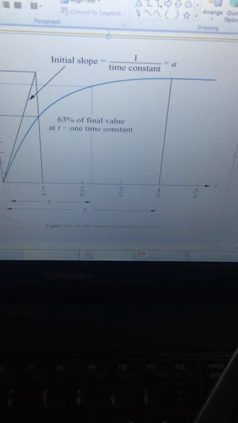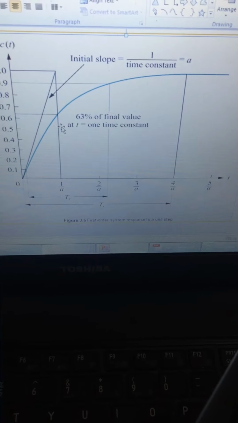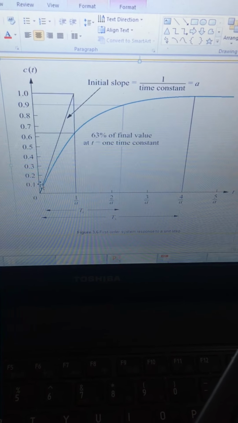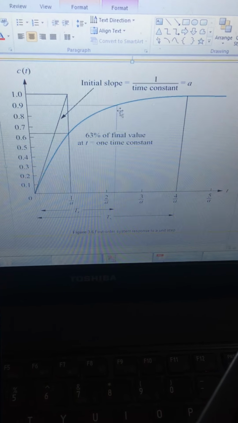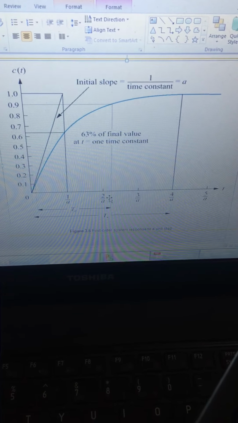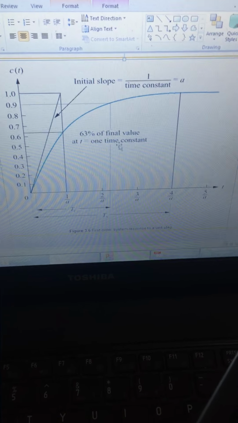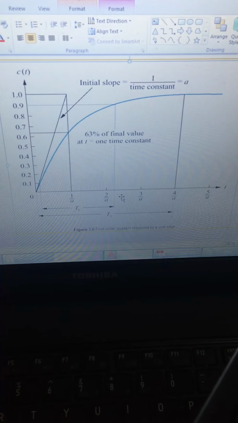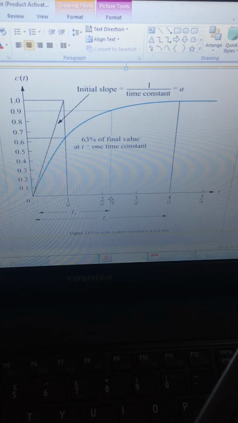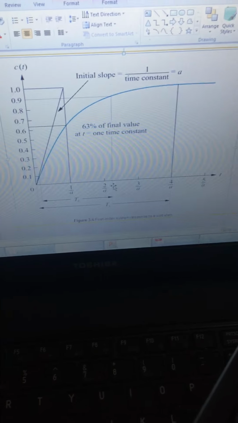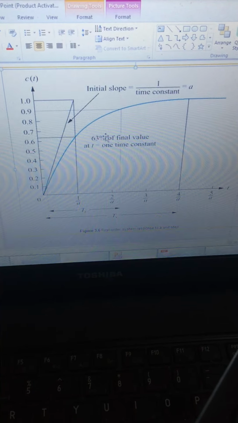2 time constants, or maybe more than 2 time constants. I don't know, can you see or not? Just let me make it bigger. Yes, you see that it is 0.1 to 0.9. So the graph you see from here is for the unit step function, and it is taking almost 2, or maybe a little bit more than 2 time constants. How? So let's analyze.